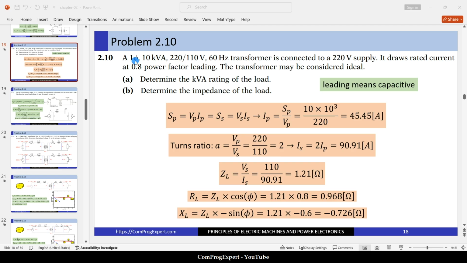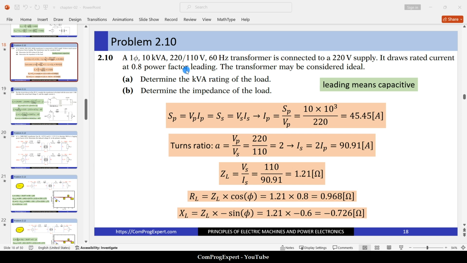A single phase 10 kilovolt ampere 220 to 110 volt 60 Hz transformer is connected to a 220 volt supply. It draws rated current at 0.8 power factor leading. The transformer may be considered ideal. A. Determine the kilovolt ampere rating of the load. B. Determine the impedance of the load.